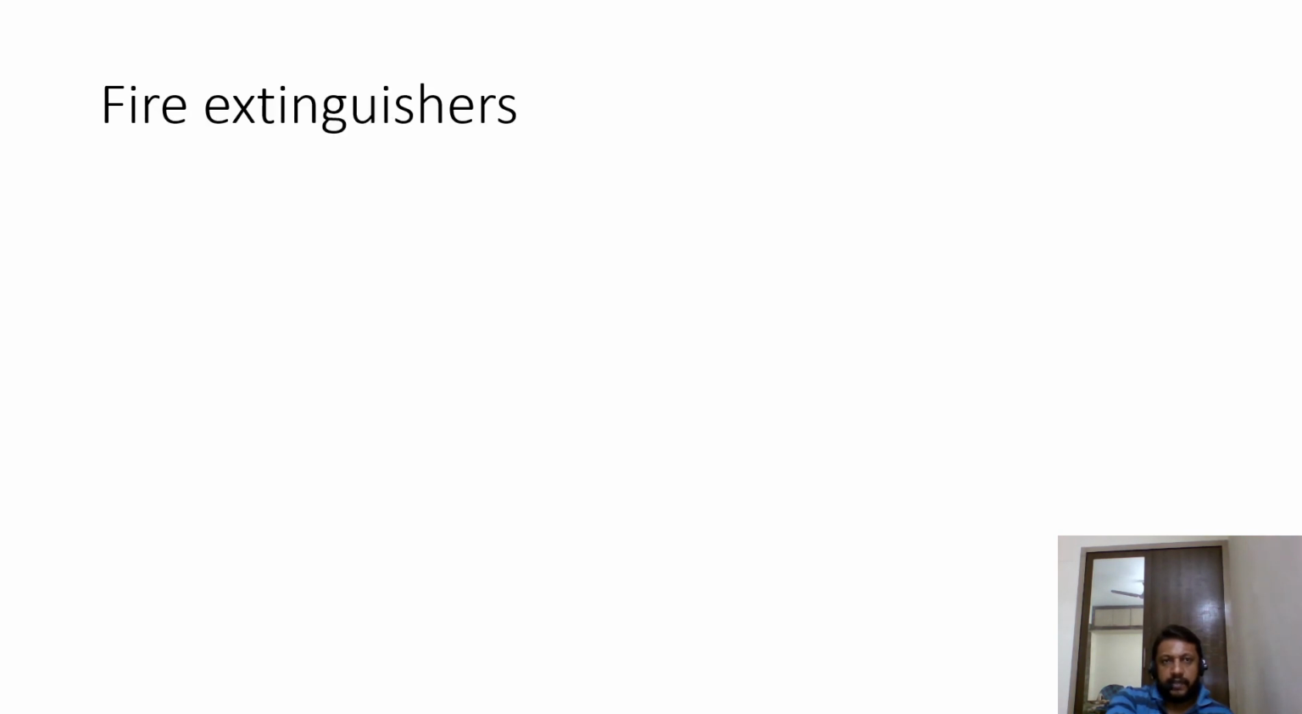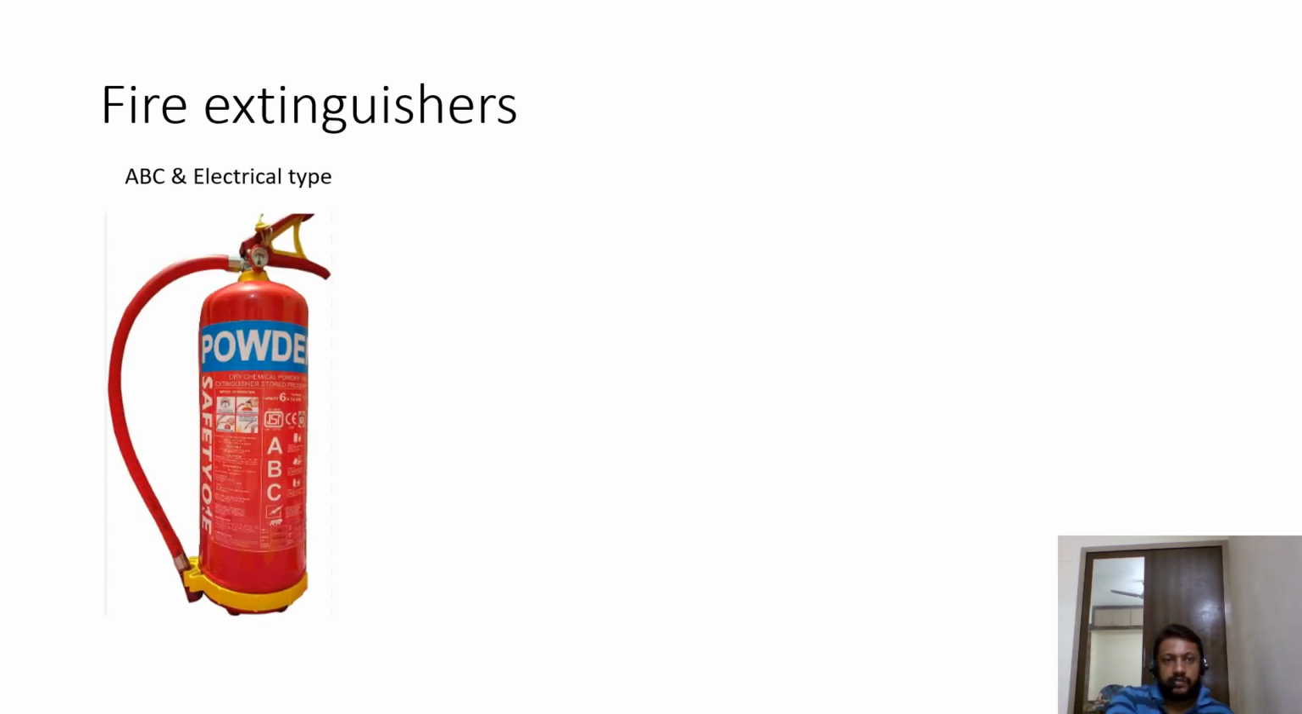Now let's see some images of these fire extinguishers and the types of fire extinguishers, how they look. First, this is an ABC fire extinguisher. If you notice on the fire extinguisher, you could see symbols like A, B, C, and the electrical shock symbol. This represents that this extinguisher can extinguish class A fire, class B fire, class C fire, and electrical fire.